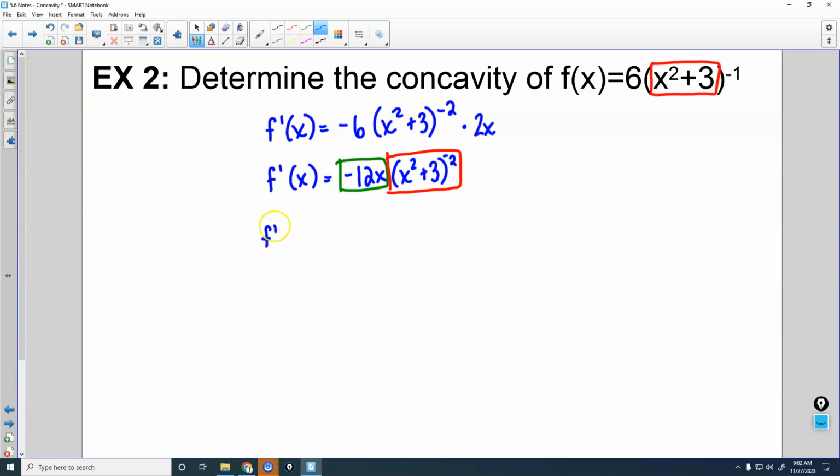So to take a second derivative here, I will have negative 12x times, and here I will get negative 2 times x squared plus 3 to the negative 3. There's a chain rule hidden inside of here. You got to multiply that by 2x. And that's just half of it. And then we'll have x squared plus 3 to the negative 2 power times the derivative of negative 12x, which is just going to be negative 12.